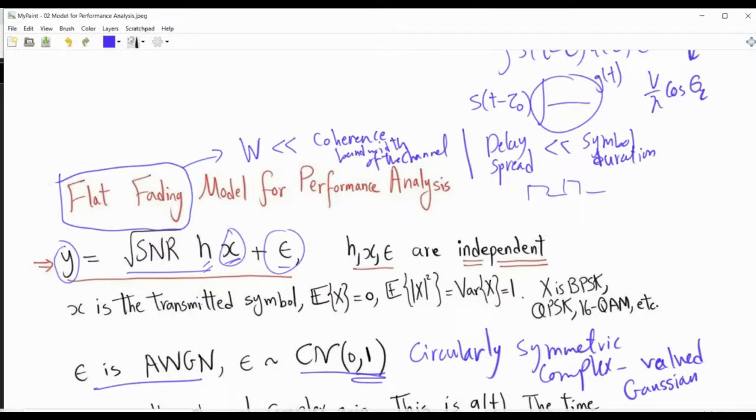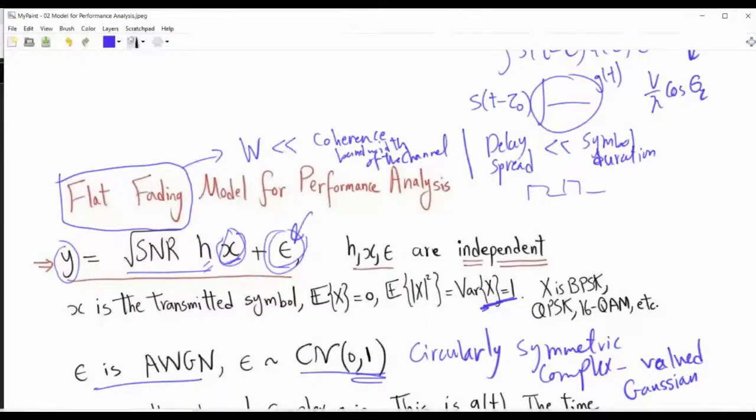X is the transmitted symbol. It's zero mean. It's taken from one of the constellations, so typically a QAM constellation. And the variance of X is taken to be equal to 1. H is a random variable that represents the channel. And basically, this random variable is independent of the transmitted symbol and independent of the Gaussian noise.